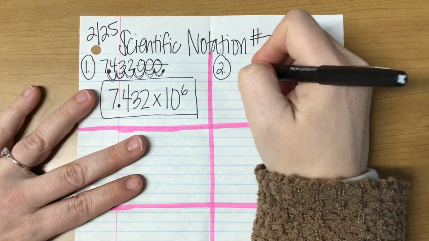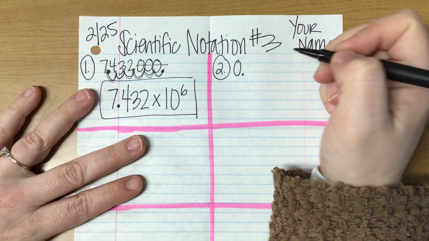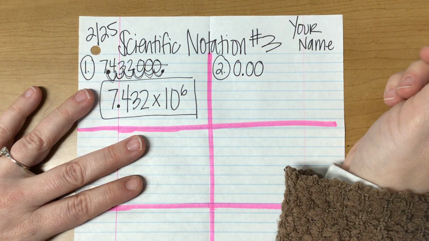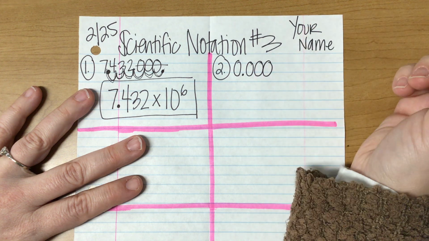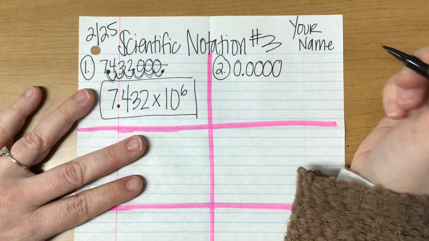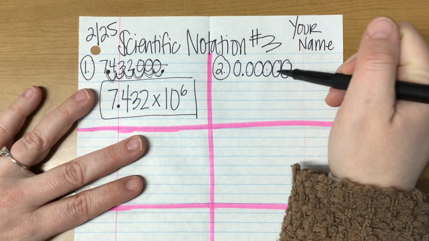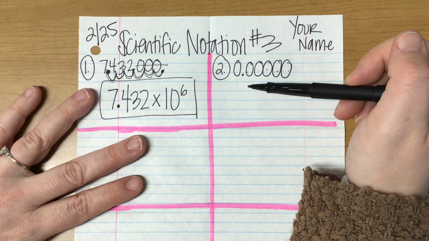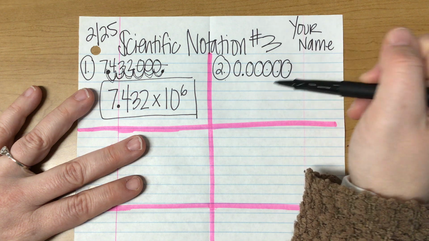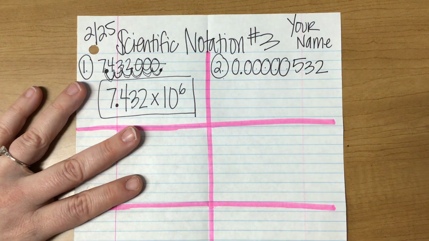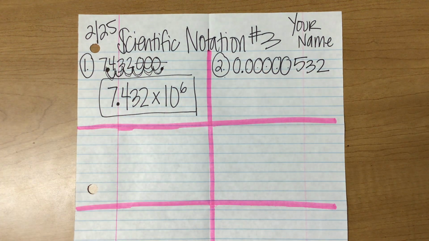Number 2, write down the problem. 0, decimal. 0, 1, 2, 3, 4, 5. 0 point, and then 5 zeros. 5, 3, 2. I'm going to take this really, really tiny little number and put it in scientific notation.